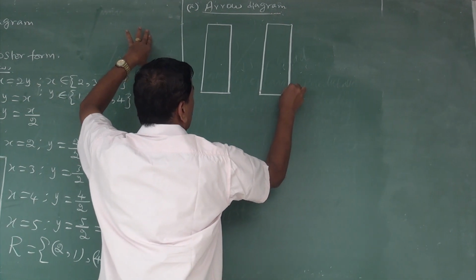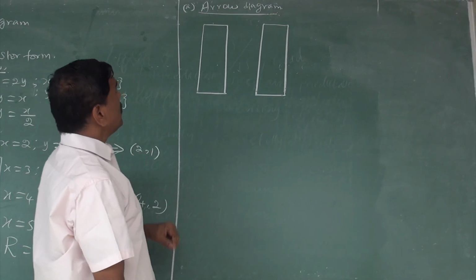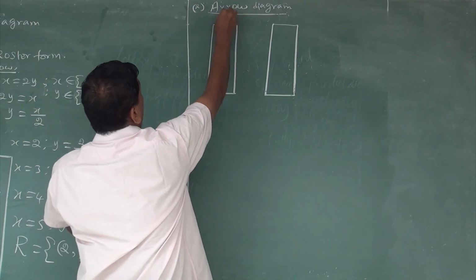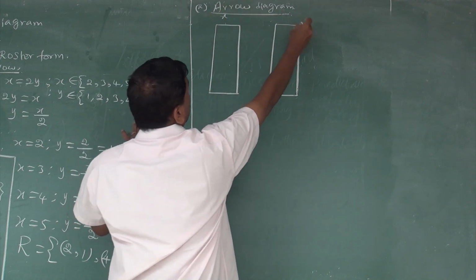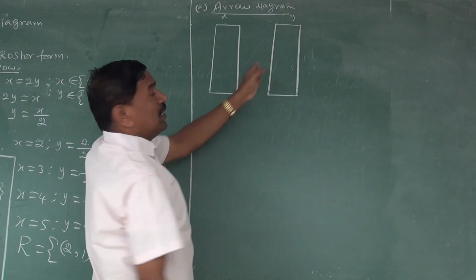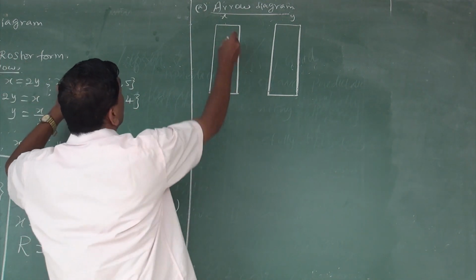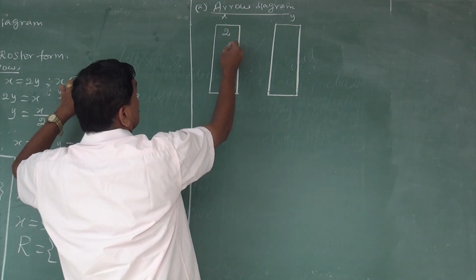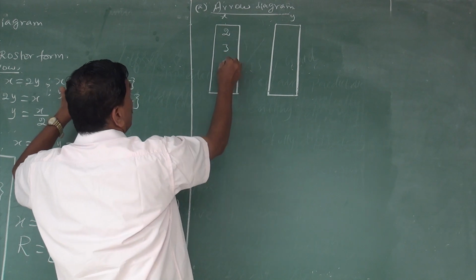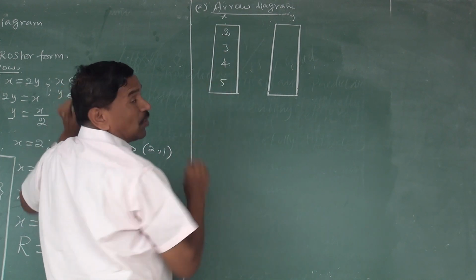Okay, take 2 sets. Now let us consider the first set can take x values, the second set takes y values. What are the x values, can you tell me? Good. x is equal to 2, x is equal to 3, x equal to 4, x equal to 5.